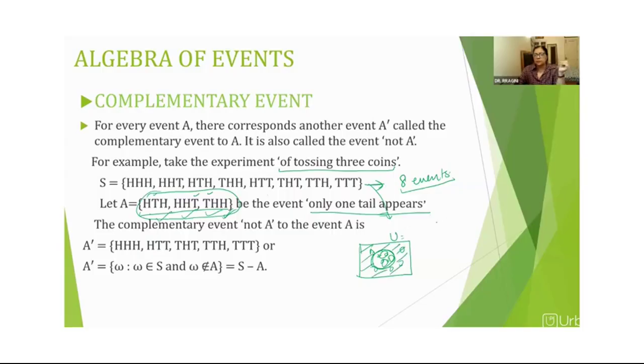In sets we used to write A complement is U minus A, universal set minus A. Here we have S minus A: the whole sample space minus the possible outcomes which are defined for this particular event. That means A complement is the set of the elements which do not belong to A. They are there in the sample space, but they do not belong to A. This is called the complementary event.